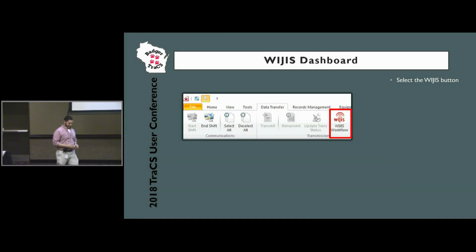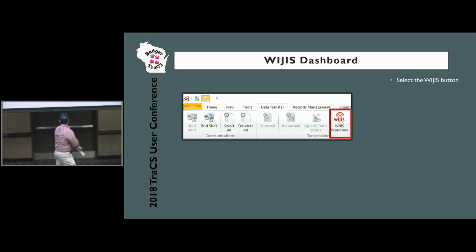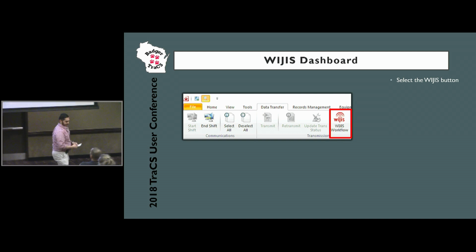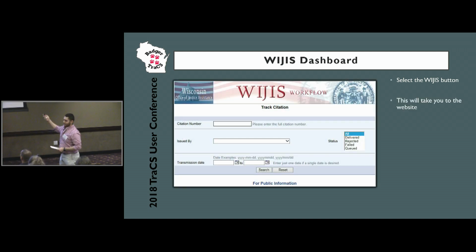All right, so accessing the WIJIS dashboard. Under the data transfer tab, there's a WIJIS workflow button. You're going to click that, make sure you have internet access, because it's going to open this web page. This is the WIJIS workflow web page.